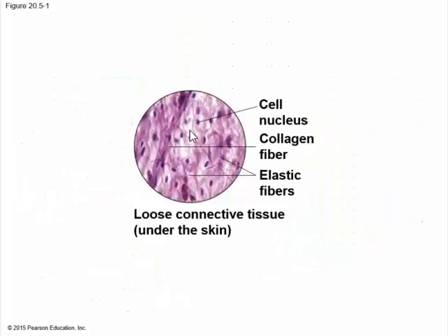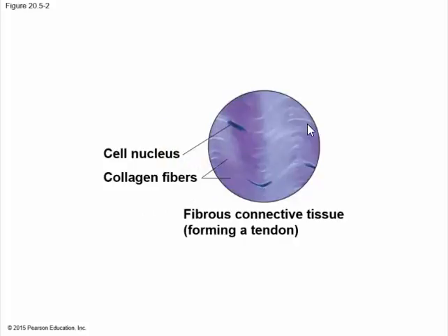Loose connective tissues underneath your skin. You can see the cells. The cells are embedded in an extracellular matrix of polysaccharide and also with collagen and elastic fibers. The collagen and elastin are protein fibers. Fibrous connective tissue is more fibers. You can see the nuclei of the cells, but it's mostly just fibers, very little ground stuff, packed close together. This type of tissue will form tendons and ligaments.